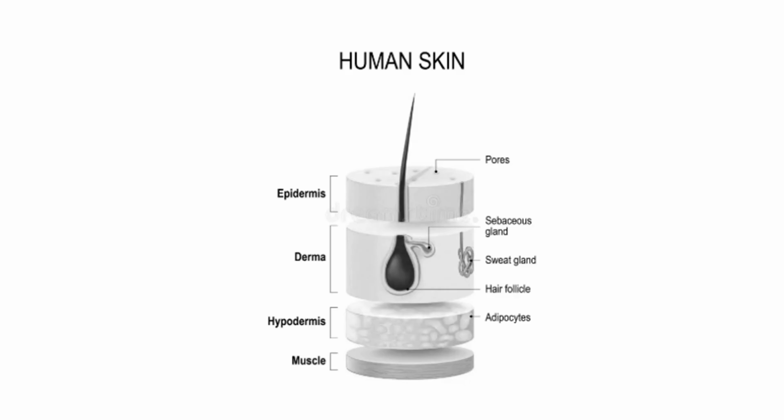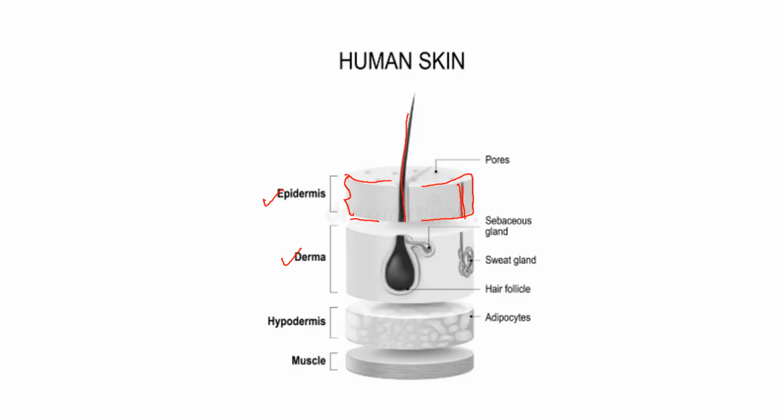This is the schematic view of the human skin. If you see, the skin has two parts, the epidermis and the dermis. The superficial part is known as the epidermis, where you can see the ducts of the different types of glands, the sebaceous gland and the sweat gland; the ducts open into the epidermis. You can see the hair follicle.